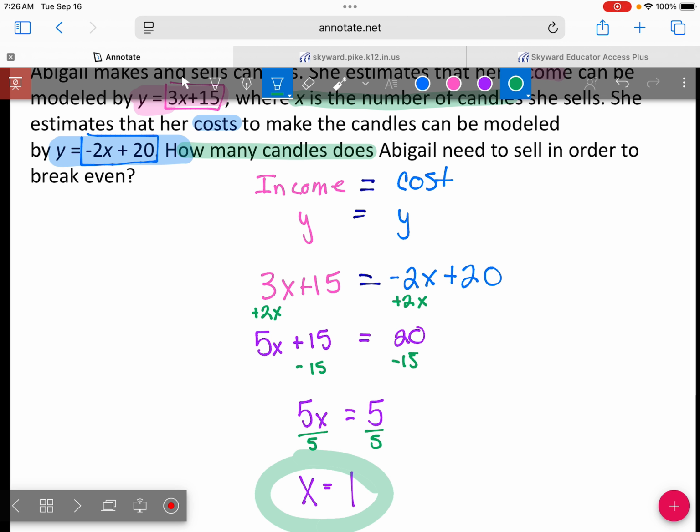Okay, questions on this one? Okie dokie.